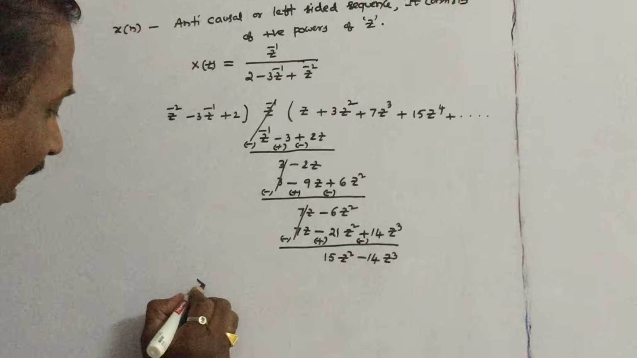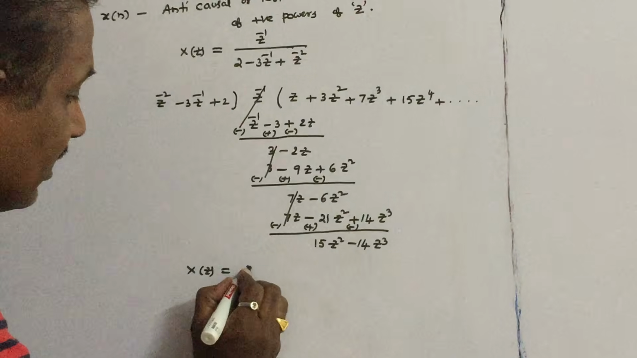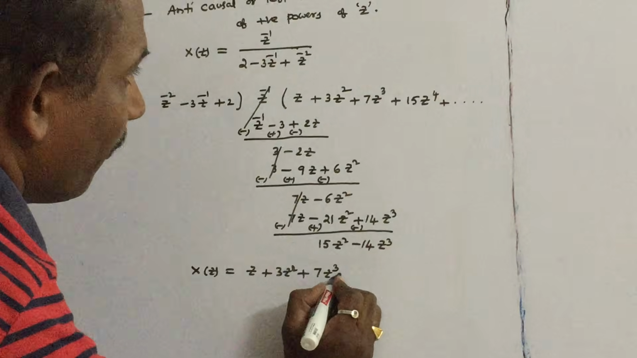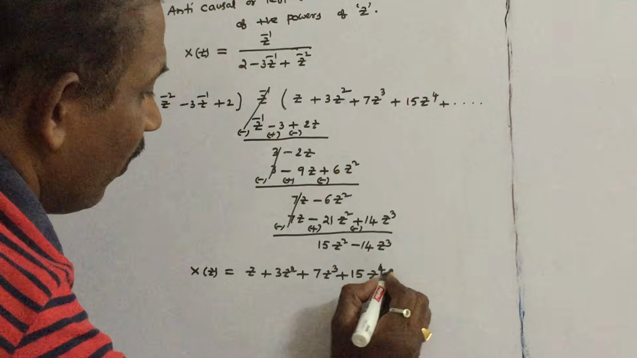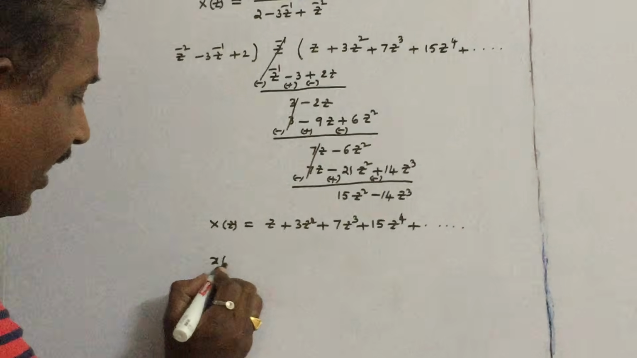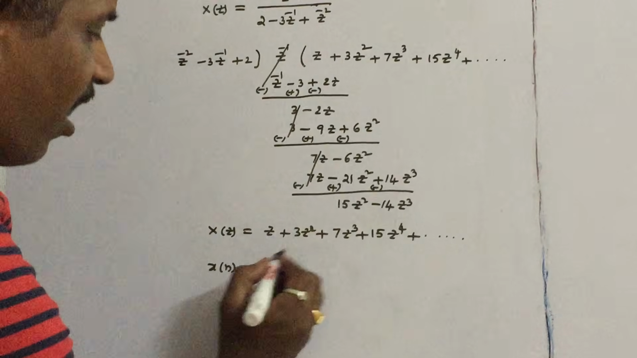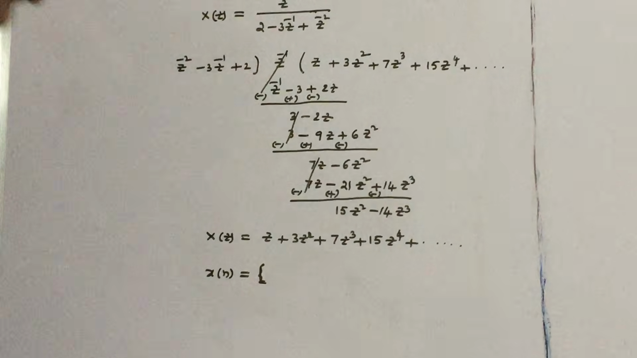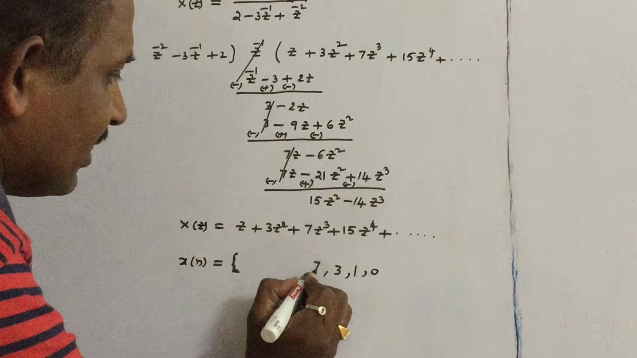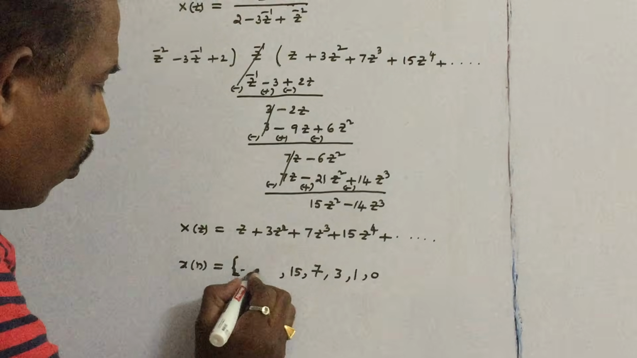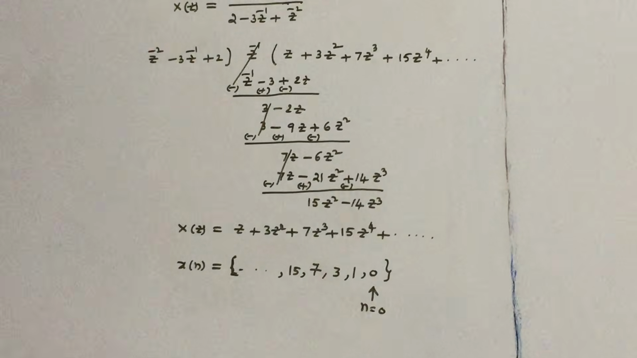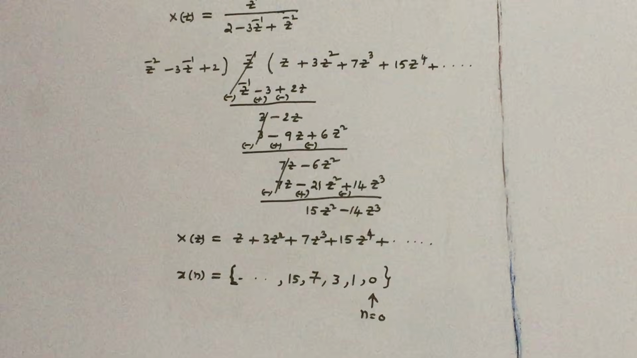So therefore we can write X of z as z plus 3z square plus 7z cube plus 15z power 4 plus so on. Because by taking inverse z transform, you see that it consists of positive powers of z. So therefore there is no constant here. First write 0, 1, 3, 7, 15 and so on. So it is a left-sided sequence. Place the arrow here, n is equal to 0. So this is the answer for this first problem.